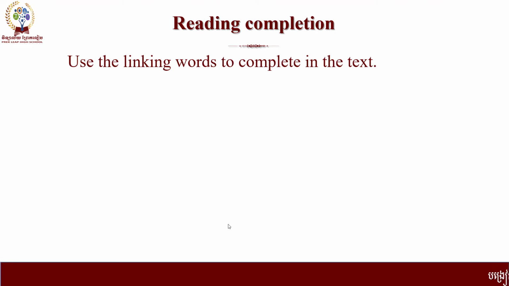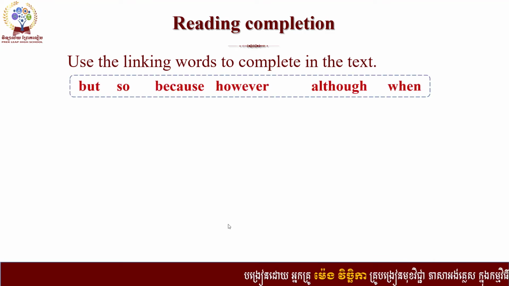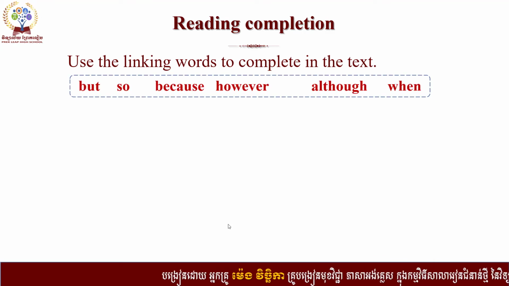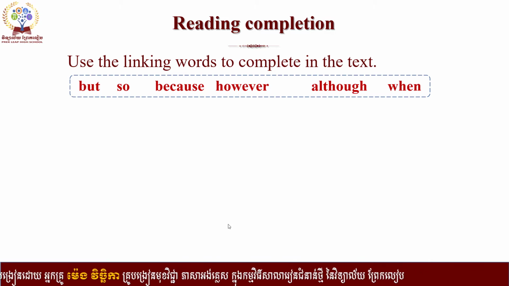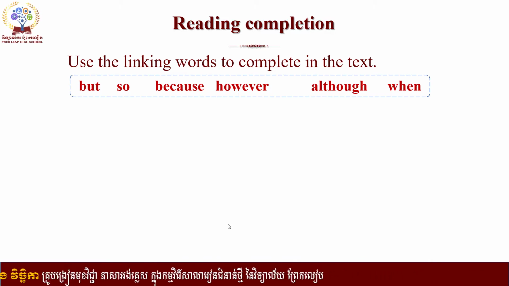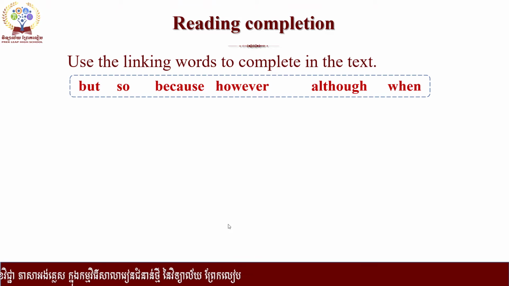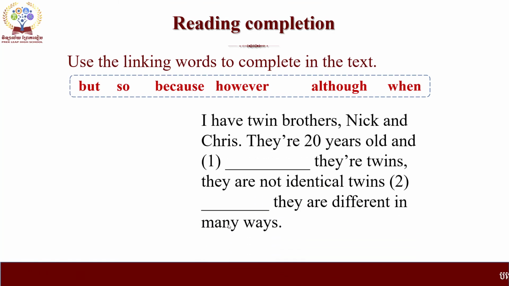So what we have to do is to use the linking words that we have learned to complete the text. We have but, so, because, however, although, and when. And you guys know how to use these linking words. So now it comes to your practice. Okay, so we have the paragraph.